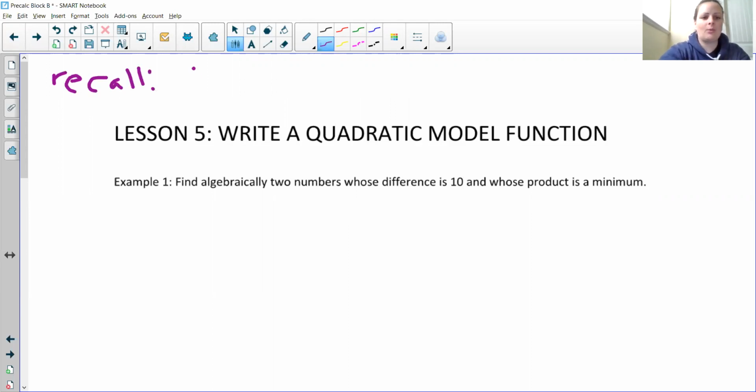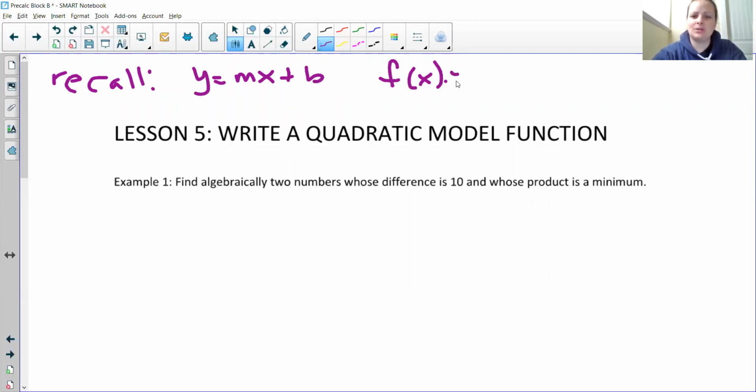You learned that y equals mx plus b for a linear function, where m is the slope and b is the y-intercept. We called this format the slope-intercept form, but we also called it an equation. And then your teacher threw this at you, where f of x equals mx plus b. This is called function notation.